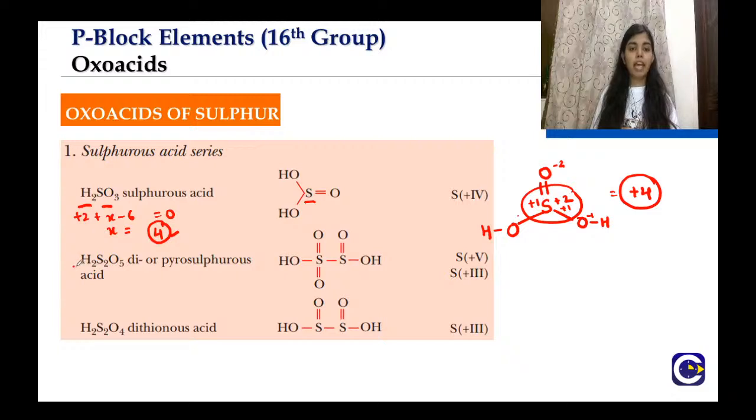Now consider H2S2O5, right. So this means that 2 sulfurs are there. So first let us draw 2 sulfurs. Now always remember to try to make this structure symmetrical.